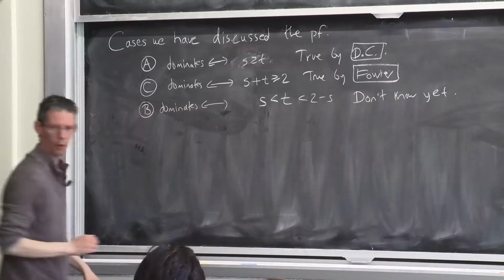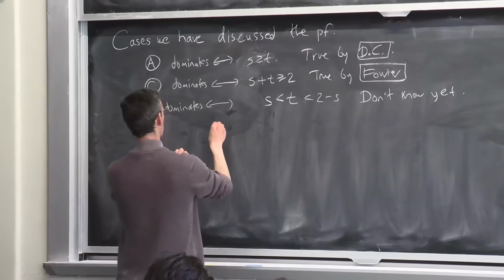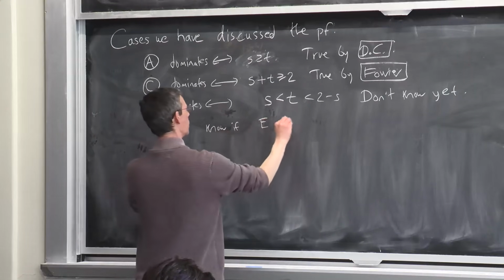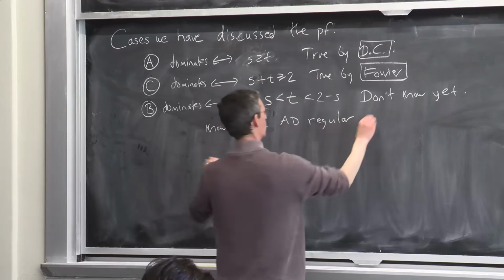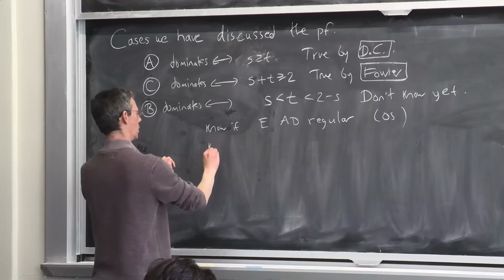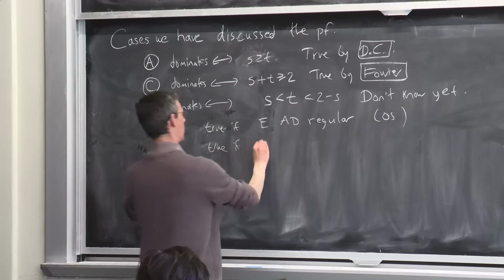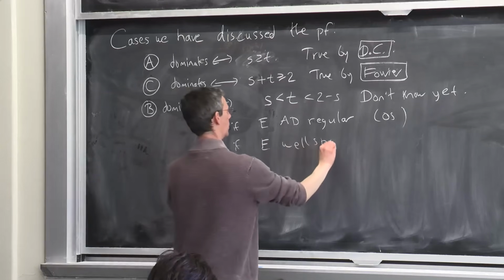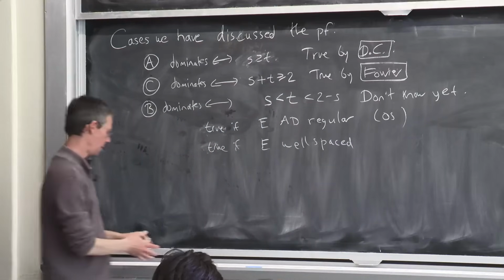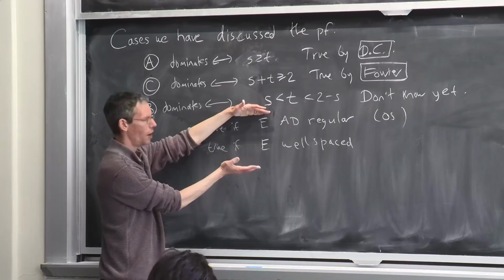But we do know a couple of special cases of this hard case. We do know it is true if E is AD regular. That was by Orponen-Shmerkin. We talked about it last time. And it is true if E is well spaced. We just talked about that. And that's striking because AD regular and well spaced are sort of the 2 extremes in the way that E could be spaced. And the other stuff is in the middle.